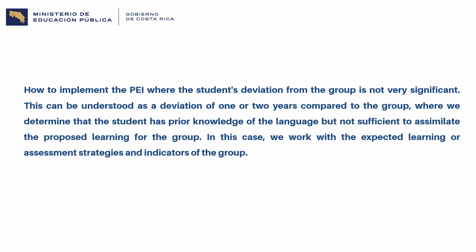Well, this is the important part of this workshop: how to implement the PEI where the student's deviation from the group is not very significant. When we're talking about not very significant, we're talking about 1 or 2 years compared with the group, where we determine that the student has prior knowledge of the language but not sufficient to assimilate the proposed learning for the group. In this case, we work with the expected learning or the assessment strategies and indicators of the group.